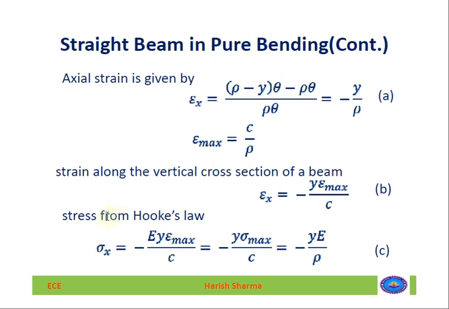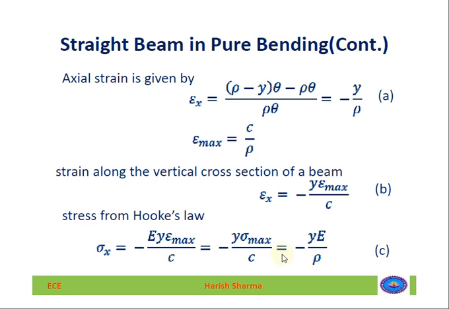Then we move forward. The stress we can calculate using Hooke's law: sigma x equals E into epsilon x, where E is the Young's modulus. So sigma x equals minus E y epsilon max upon C. We can write E into epsilon max as sigma max. So sigma x equals minus y sigma max upon C, just as epsilon x equals minus y epsilon max upon C.